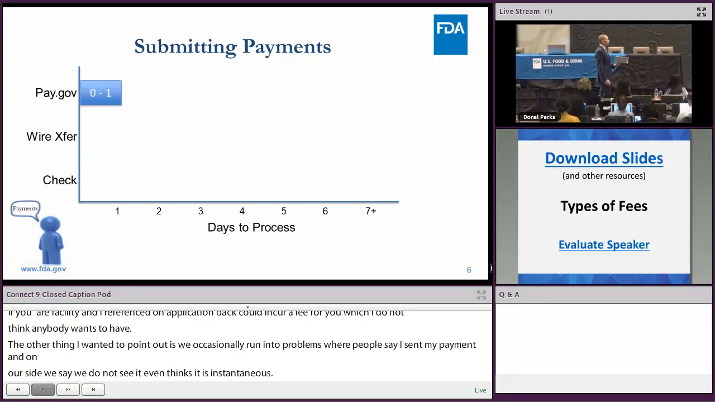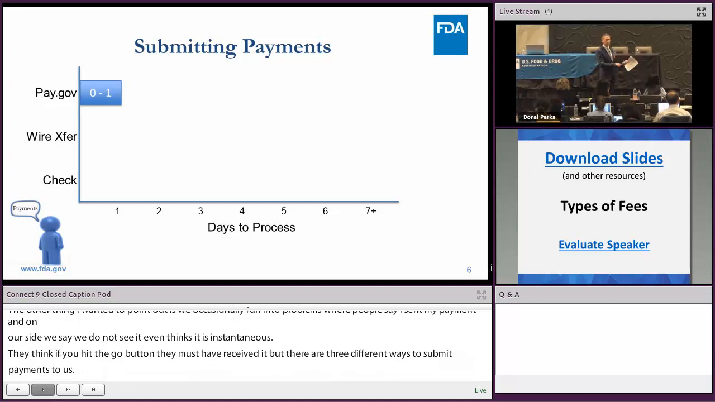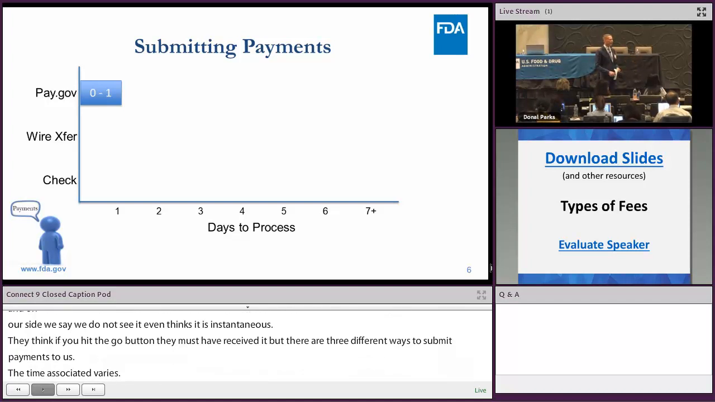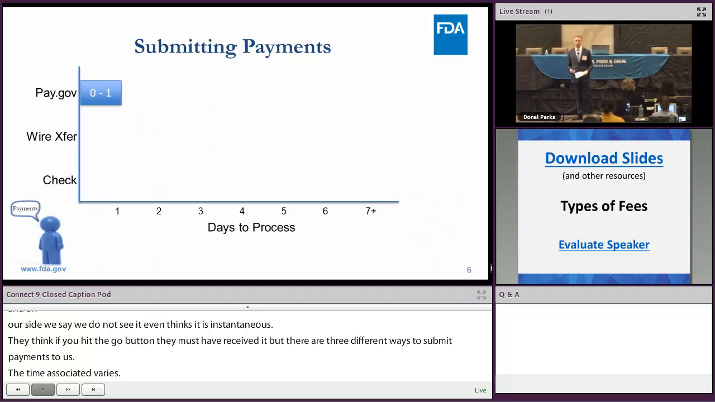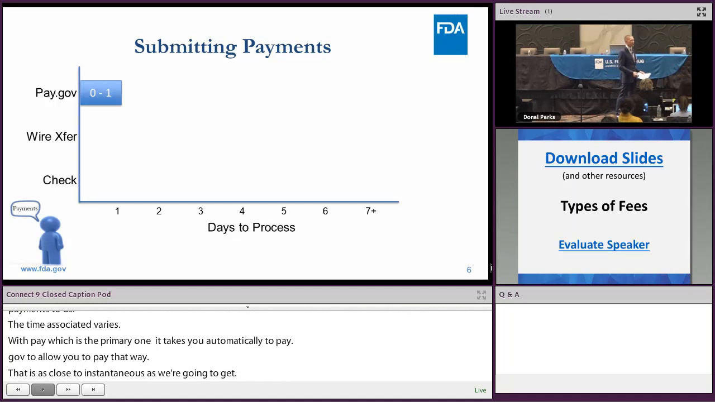With pay.gov, which is the primary one, so if you were to do your cover sheet, hit the Pay Now button, it takes you automatically to pay.gov and allows you to pay it that way. That's almost instantaneous. That's as close to instantaneous as we're going to get. So that can sometimes happen the same day. Generally, it's the next business day that we get the payment confirmation on our side so that we can assess the liability to have been satisfied.